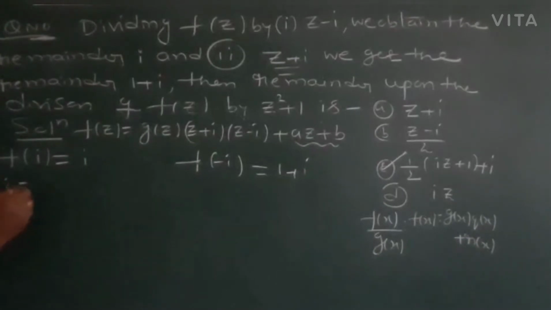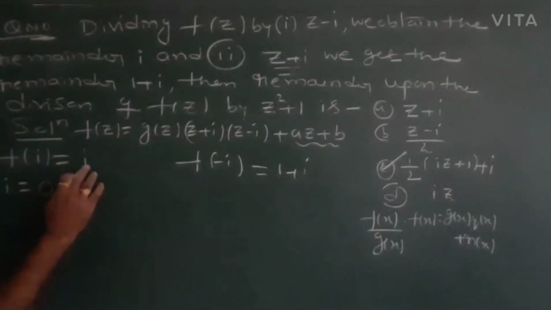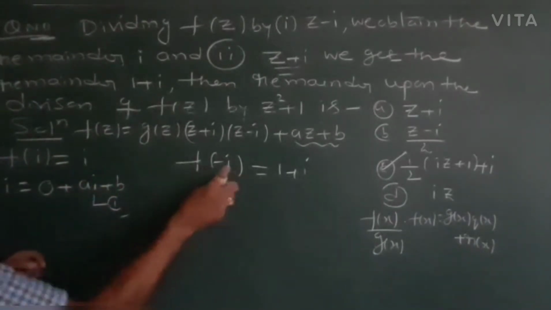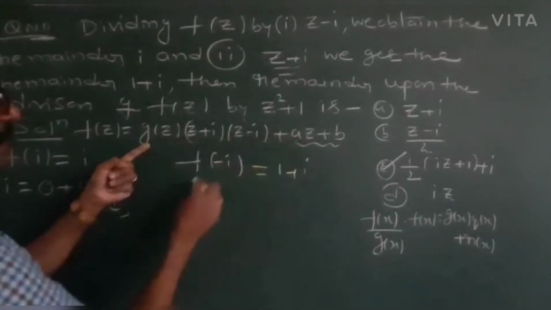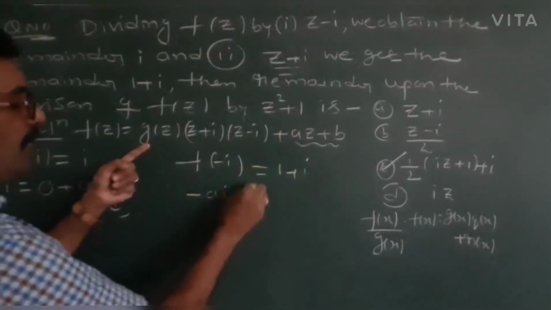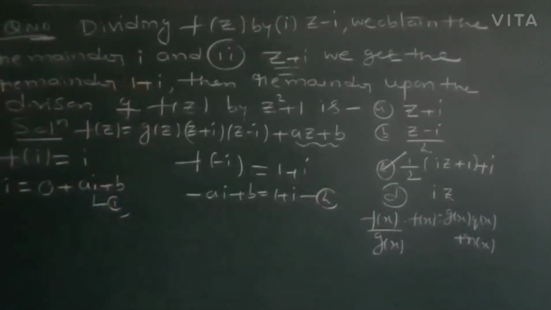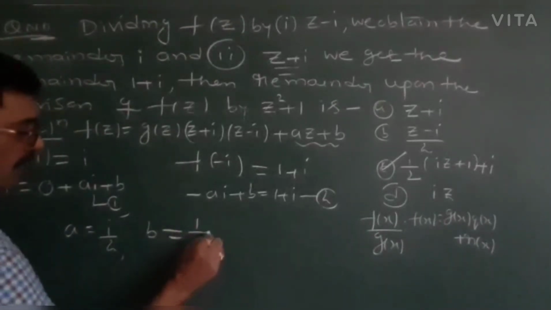This becomes i is equal to 0 plus, if you put z is equal to i, the first term becomes 0. Therefore, this is ai plus b equal to i. Call it 1. Similarly, it becomes 0 plus minus ai plus b is equal to 1 plus i. Call it 2. Solve 1 and 2. You get a is equal to i by 2, and after adding, b is equal to 1 upon 2 plus i.